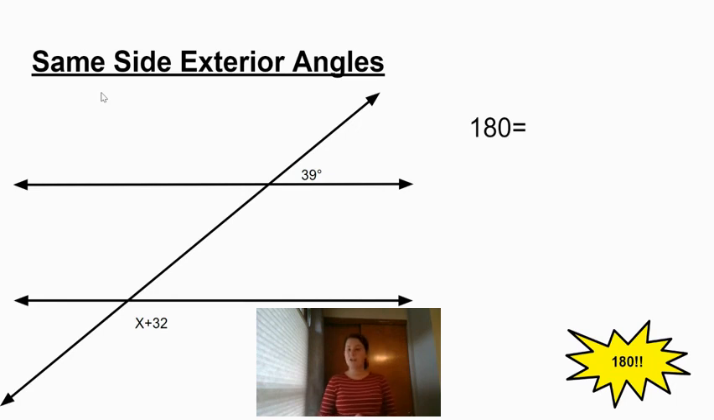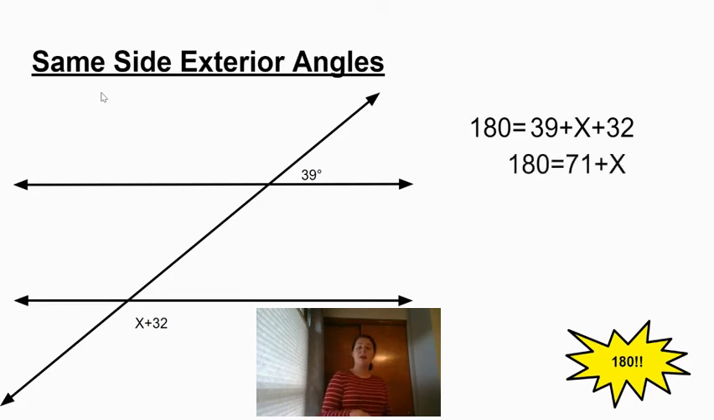How would that equation look? We have 39 plus x plus 32. When you're solving an equation like this, I would combine those whole numbers together first and get x on its own with that. So first we have 39 plus 32. What does that measure? 71. So now we have 180 degrees equals 71 degrees plus x.